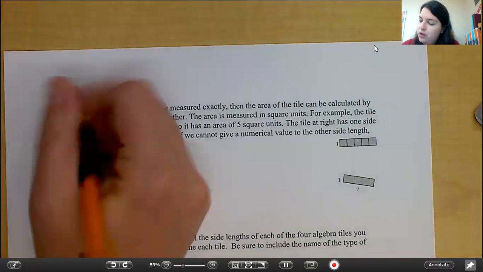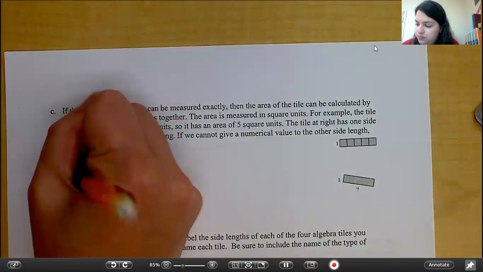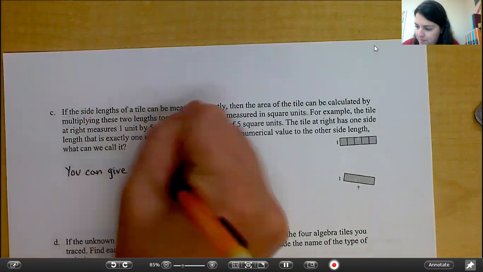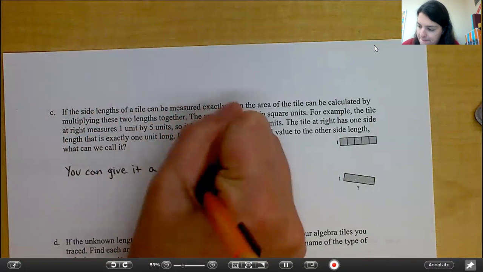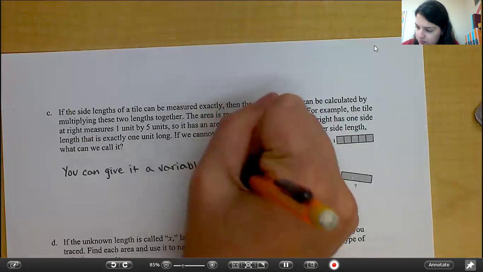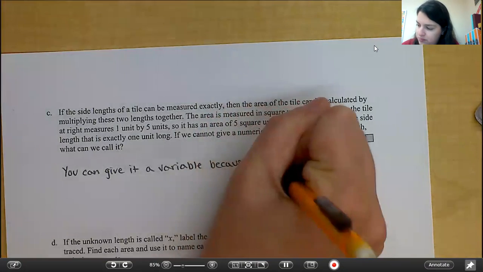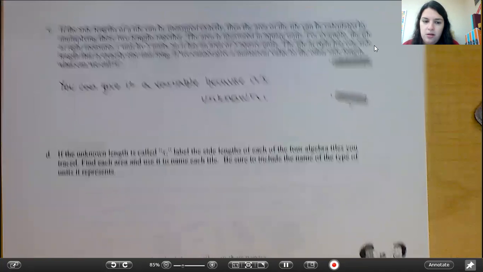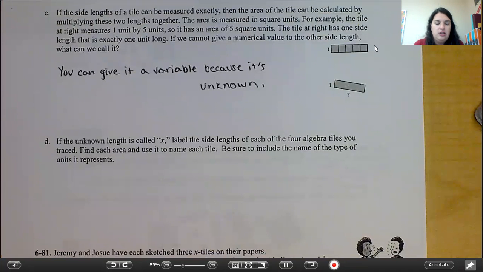Okay. Hopefully you said you can give it a variable, because it's unknown. So then for D, it says if the unknown length is called x, label the side lengths of each of the 4 algebra tiles you traced. So we actually only traced 3, which is fine. Find each area and use it to name each tile.